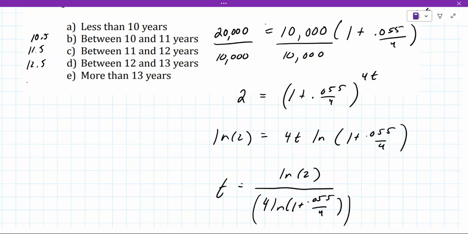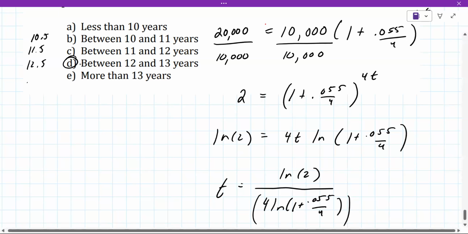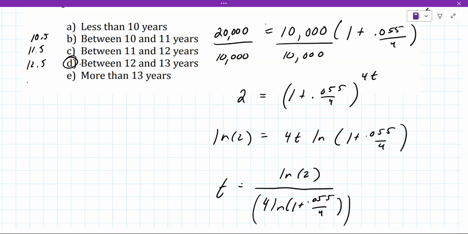12.68 comes out to choice C or D. There. Yeah. I think that kind of wraps it for this study guide.